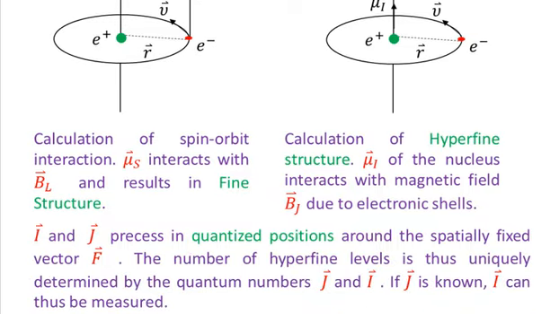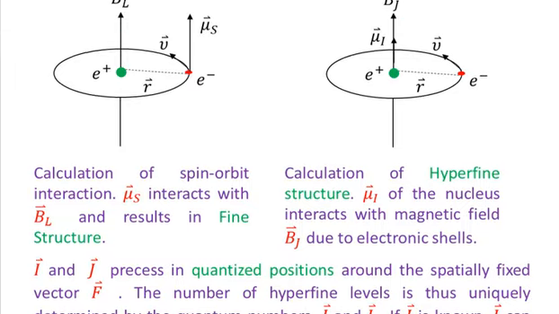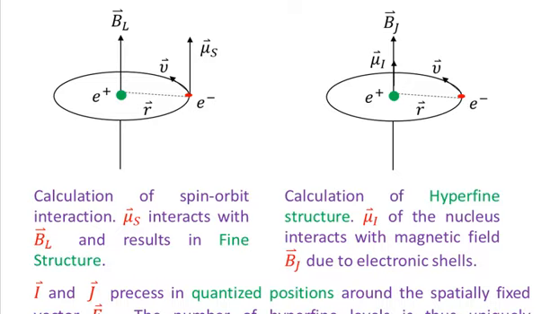So here BL on the left hand side is due to the motion of the electrons around the nucleus, and Bj is actually due to the electronic shells present around the nucleus. And of course, it is also due to the electric quadrupole moment of the nucleus, but I am not going to mention that. I shall just simply write that Bj is due to electronic shells.